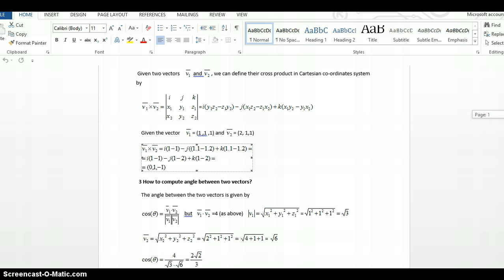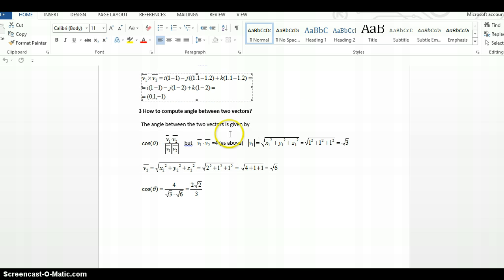So how can we compute the angle between two vectors? The angle between two vectors is given by cos theta, which is the dot product between the two vectors divided by the modulus of the first vector and the modulus of the second vector.